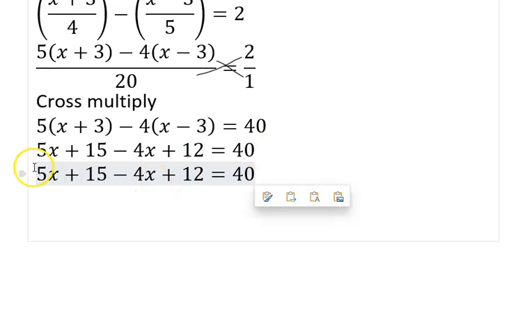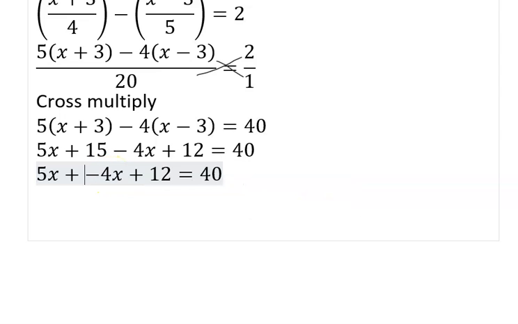Let's rearrange. We have 5x, this is minus 4x, let this minus 4x come close to it. Awesome. We have 5x minus 4x here. We have plus 15, we have plus 12. So it's just rearrangement. We just rearrange. Awesome.